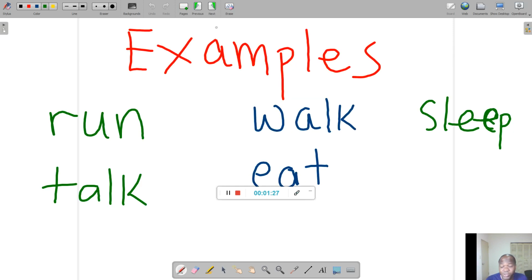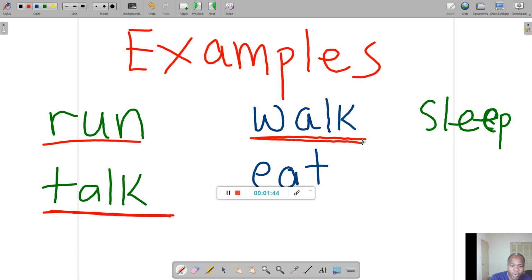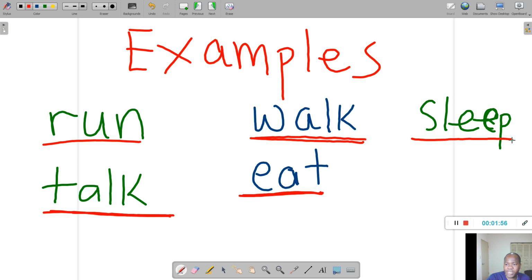Now we're looking at examples of verbs. We have run. An example, we have talk. We have walk. Talk. Walk. We have a word like eat. And we have sleep. So these are examples of verb.